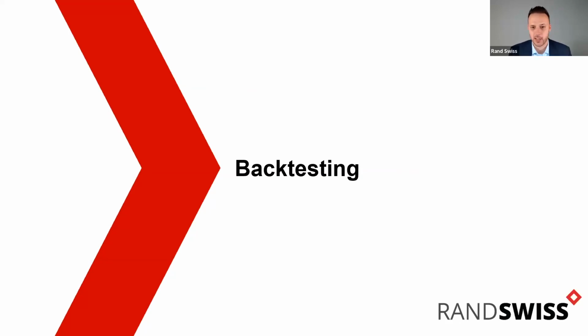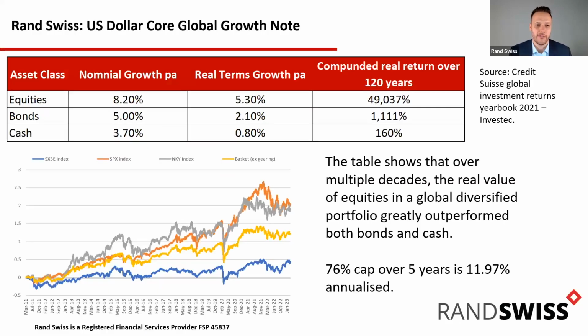Now, we didn't send out the back testing. So this is the back testing, and I'm going to try and explain why we've selected these levels specifically and what you'll achieve with these levels. So the first thing is, why do we want to be in equities? Why do you want to link this product to equities?